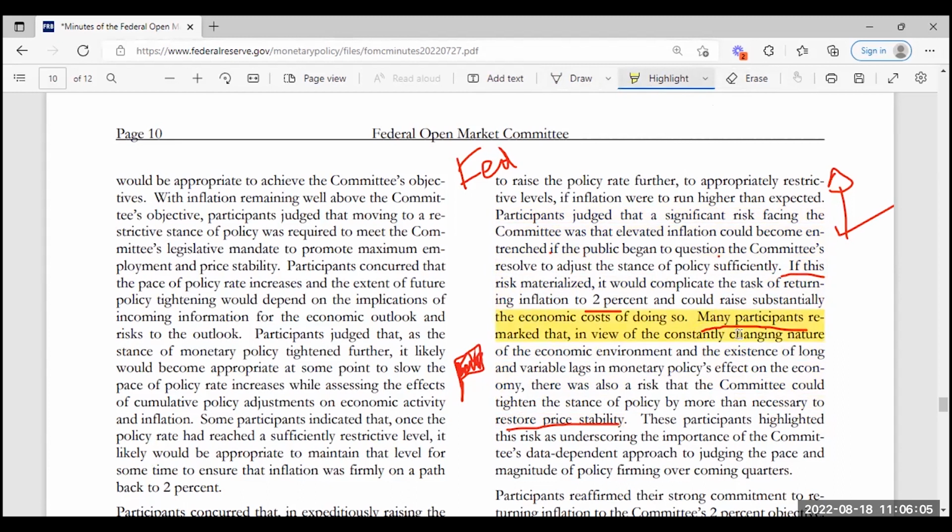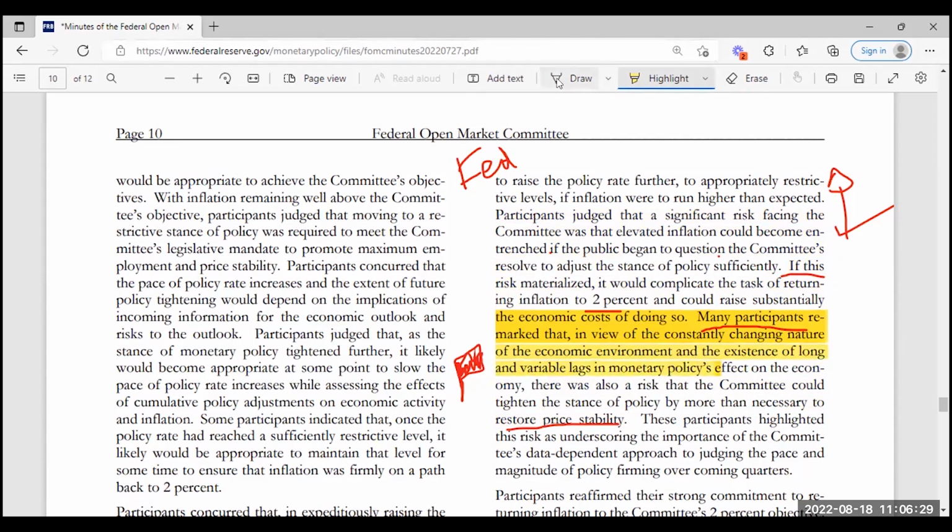Many participants remark the view of the constantly changing nature of the economic environment. This is true. It's not even their fault. That's just how markets are, constantly changing. All this COVID change. There's monkeypox change. There's this change. There's a war change. Inflation is not real change. You get the point. And the existence of long and variable lags in monetary policy.